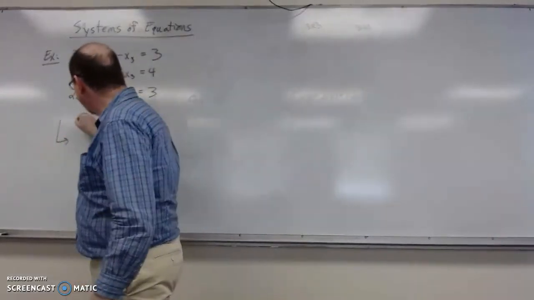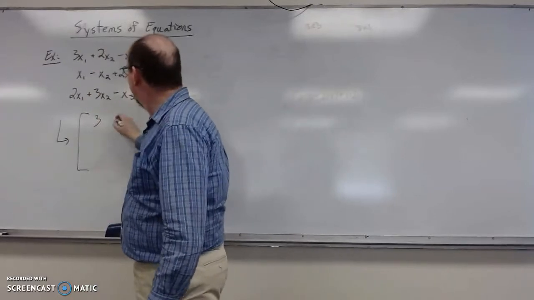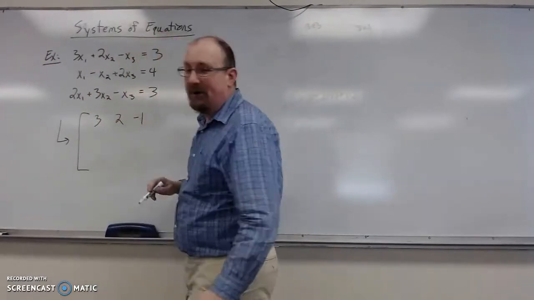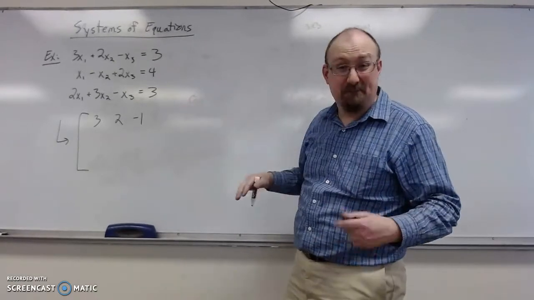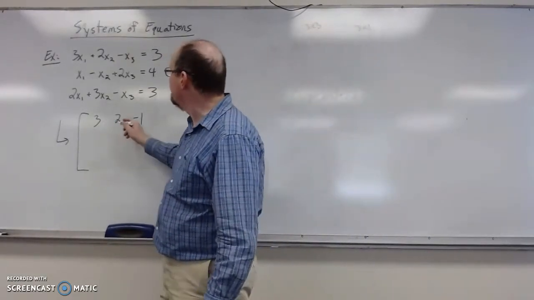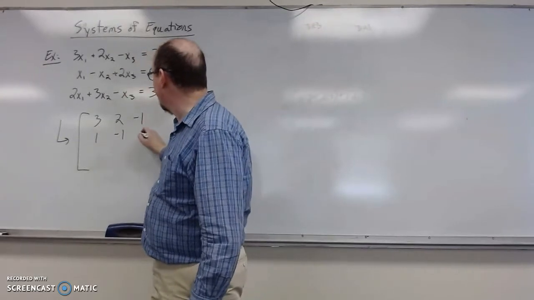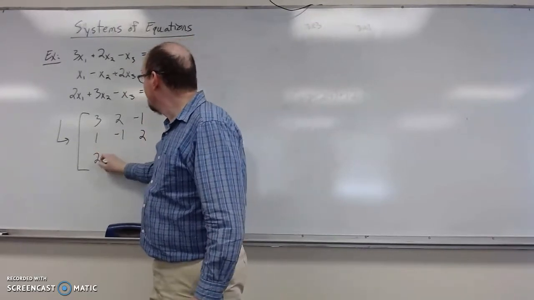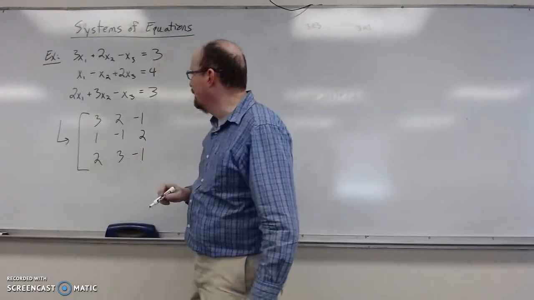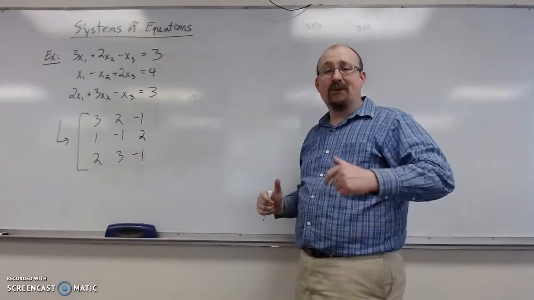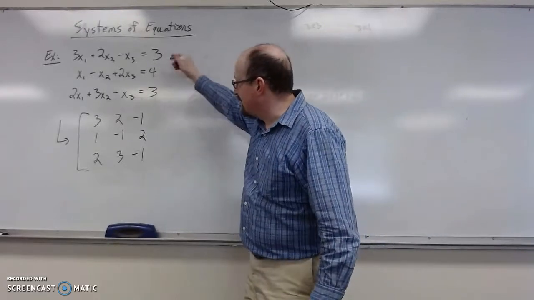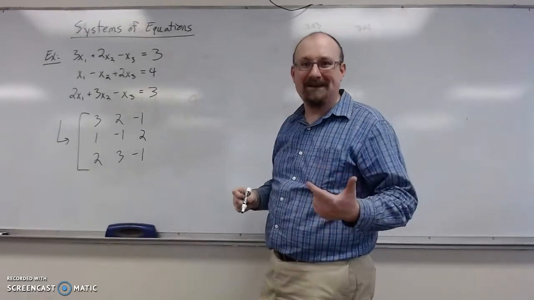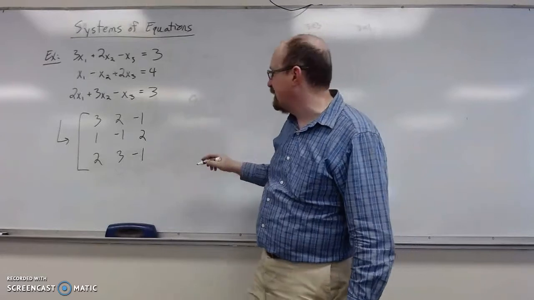So what I'm going to do is peel out the coefficients of my variables in each equation and just build a matrix with those. So 3, 2, negative 1, 1, negative 1, 2, 2, 3, negative 1. And we generally will attach onto this matrix the stuff on the right-hand side. That's what we call an augmented matrix. So we've kind of stuck the other stuff onto it.